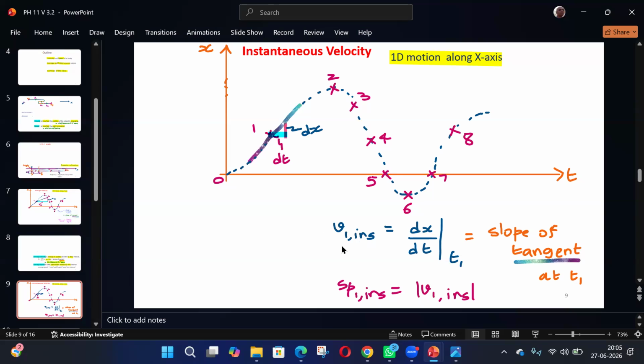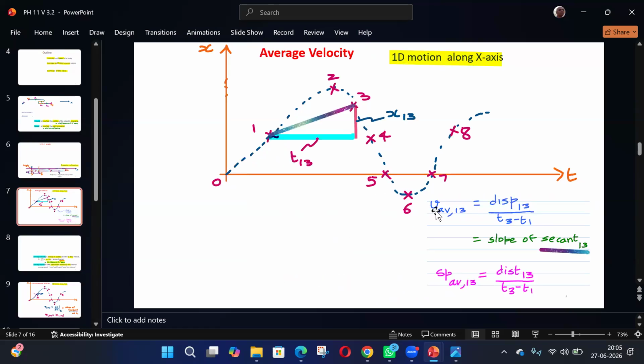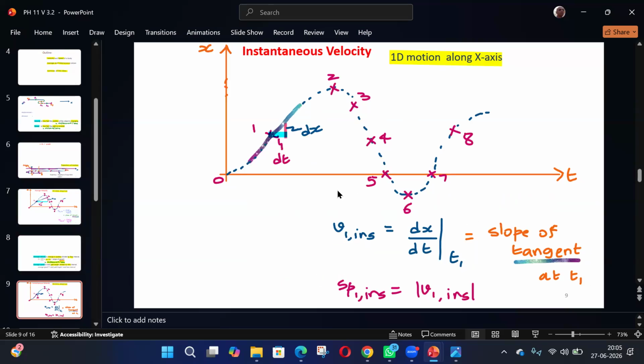So instantaneous velocity at point 1. Instantaneous velocity is defined at all points, like point 1 here. But average velocity is defined between two time instants or a time interval, 1 and 3. Okay, that is the difference.